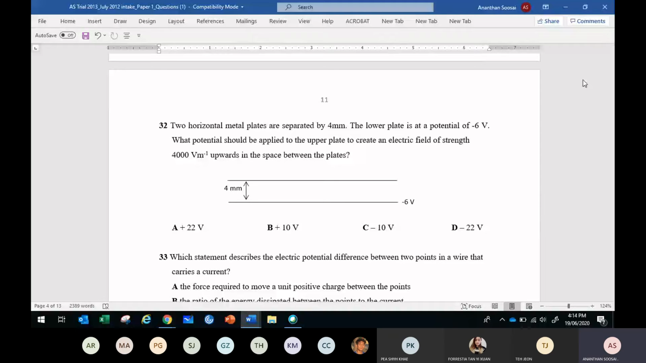Okay, I received answer B. Is it positive 10 volt? Please read the question carefully. There is some hidden information there which can make you answer wrong. Is it B? The keyword I think you can misinterpret is this "upwards".